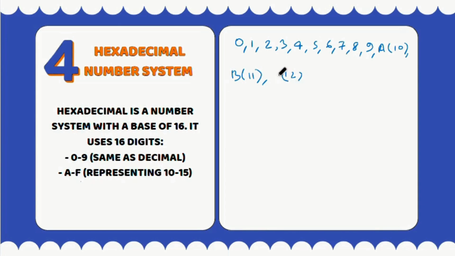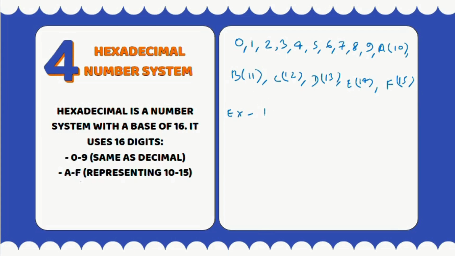For 12, we use C. For 13, we use D. For 14, we use E. And for 15, we use F. So this is the hexadecimal number system, since it is using 16 digits. 9 digits and A, B, C, D, E and F. So let's take an example.